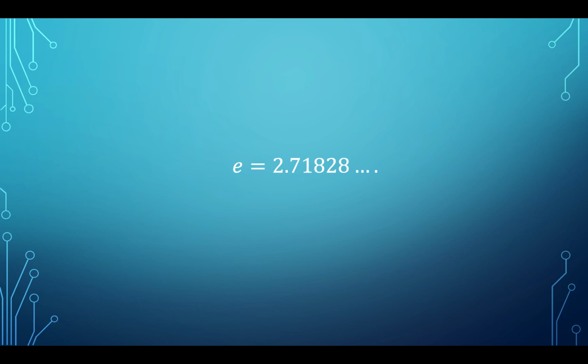So E, when we type that in our calculator, we're going to get 2.71828 repeating. Now, when I'm using just E, I always like to go to at least 3 or 4 decimal places.